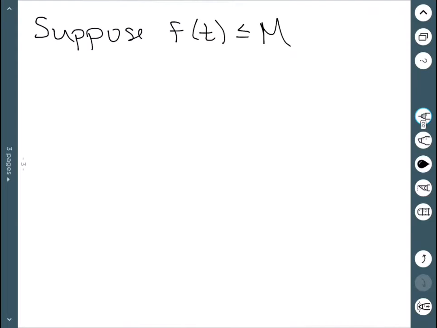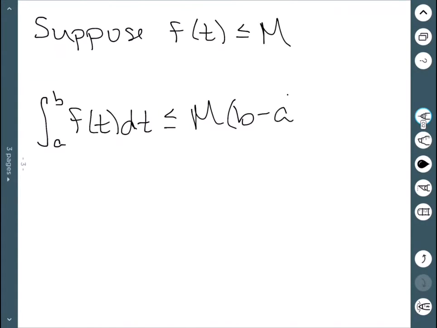Next, we'll suppose our function is always smaller than some value capital M. In this case, the integral from a to b of f of t dt will be less than or equal to the rectangle between b and a that goes to M. So now we have this rectangle. Our function is always smaller than M, so the area under that curve will be smaller than the rectangle.